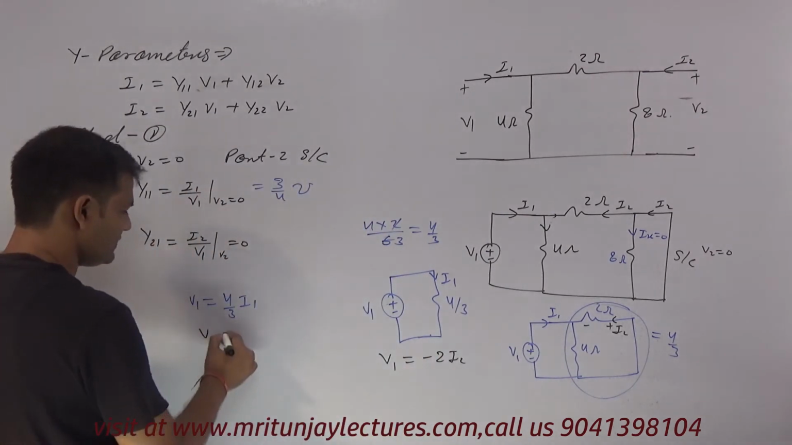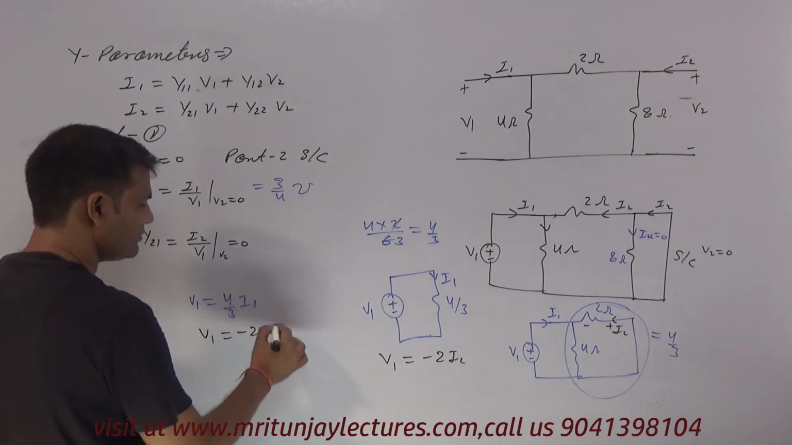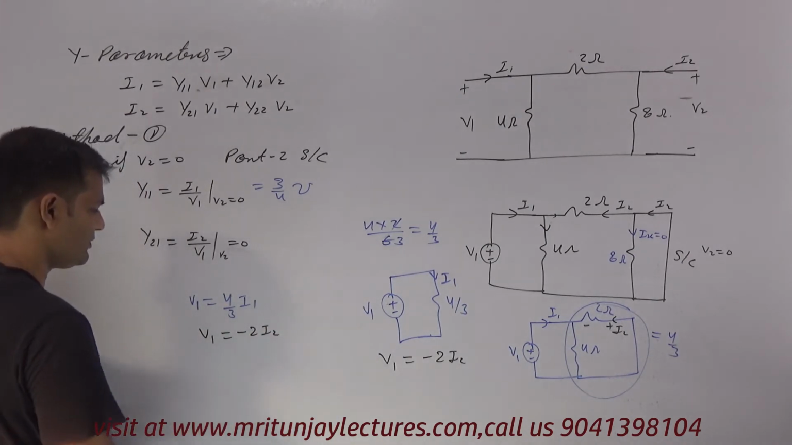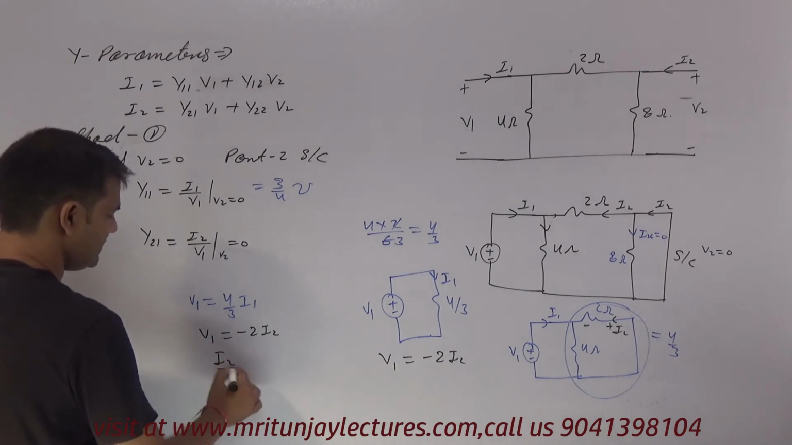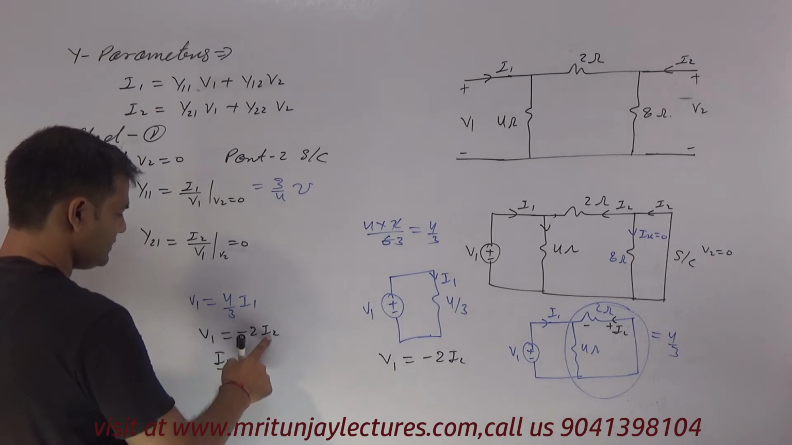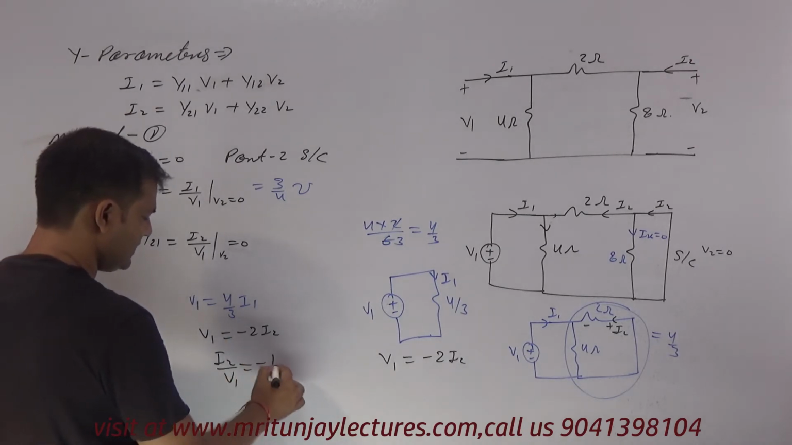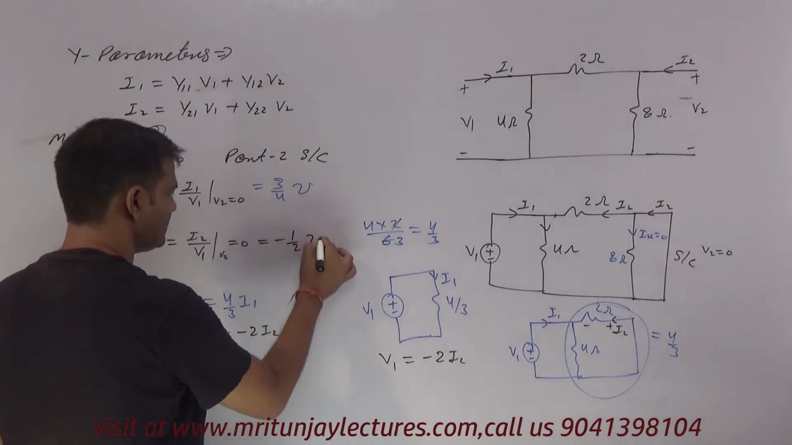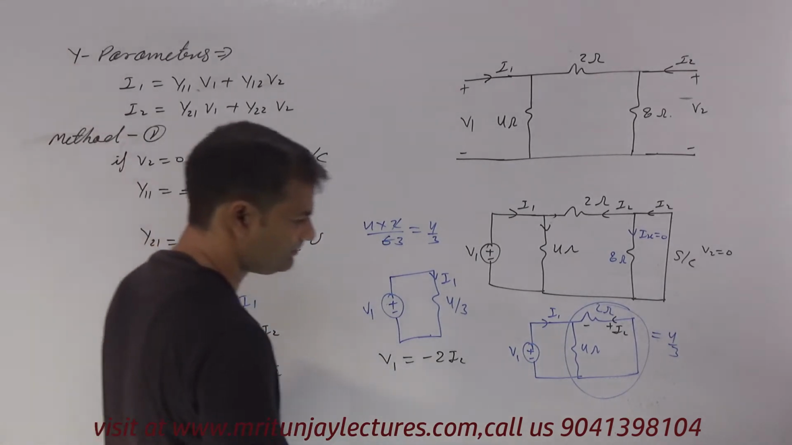So V1 is written as minus 2I2, but our motto is to determine I2 divided by V1. Very simple. So I2 divided by V1 is equal to minus 1 by 2. So this one is minus 1 by 2. Clear or not?